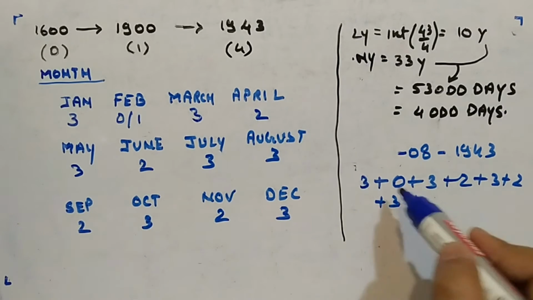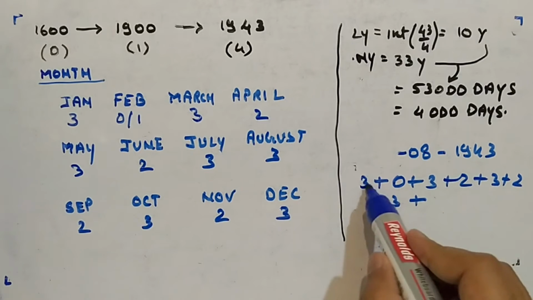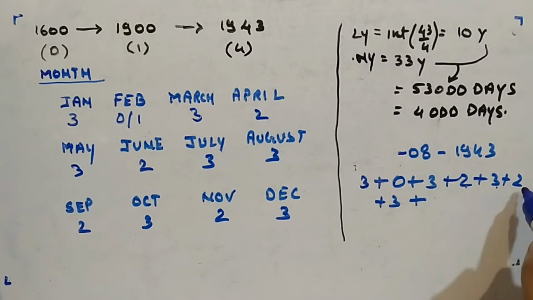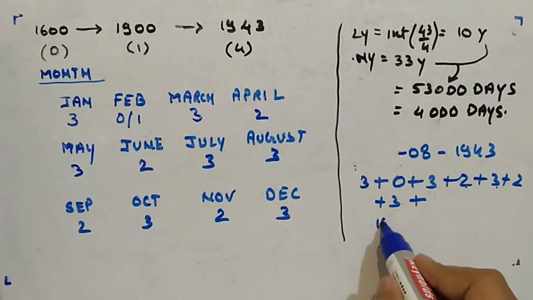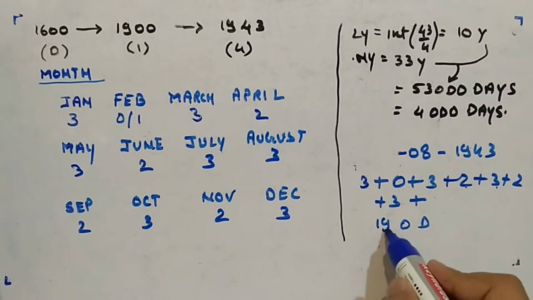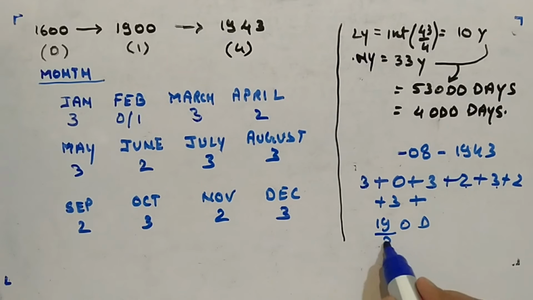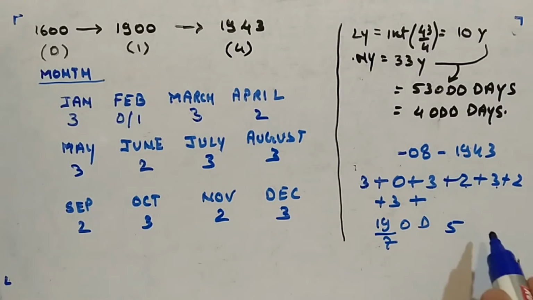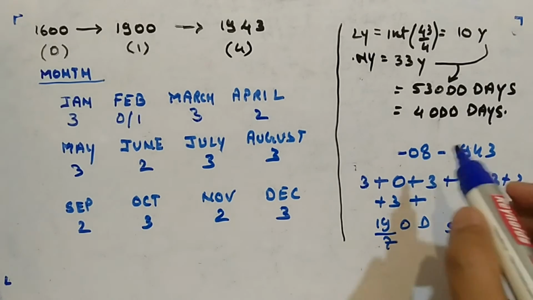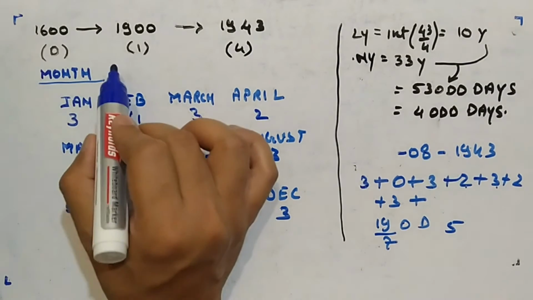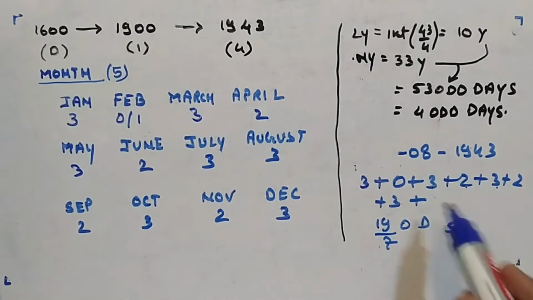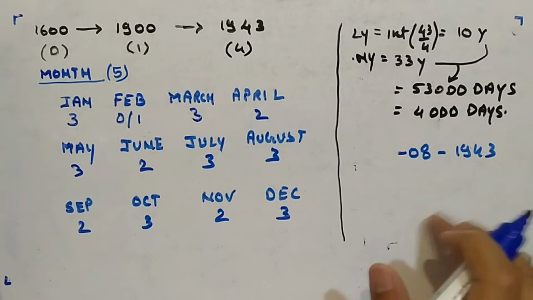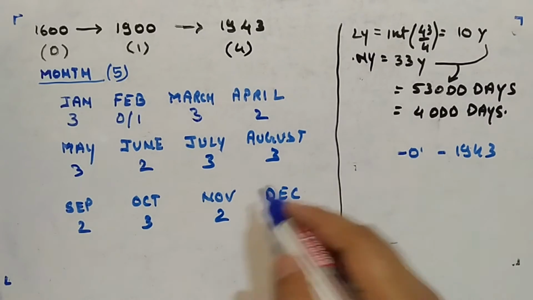Okay, so how many odd days are there? 3 plus 3, 9, 10, 11, 12, 13, 14, 15, 16, 17, 18, 19. 19 odd days are there, but we have only 7 odd days, so divide by 7. So 7 into 2 is 14, remainder is 5, right? So 5 odd days. So for the month we have 5 odd days. This is for August.